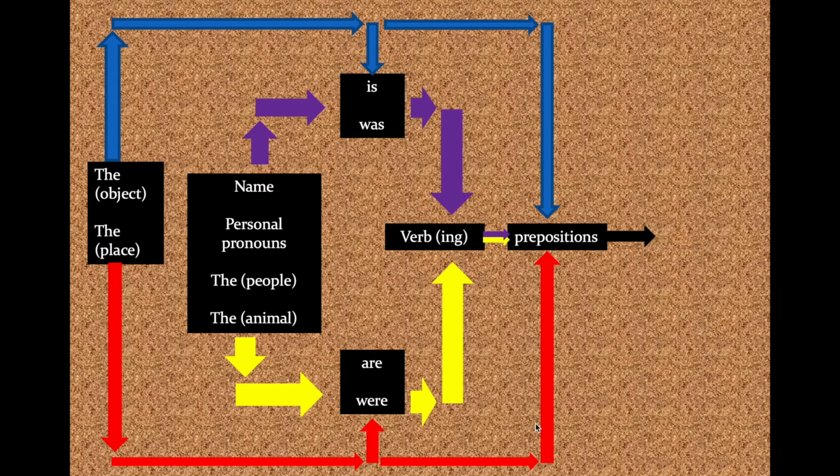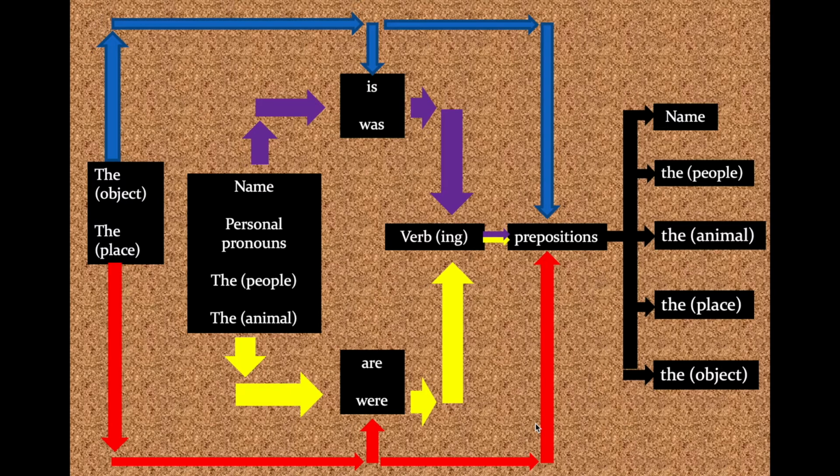Now, let's see the example of a sentence using the plural subject. The books are on the table. The books is the object. Are is the verb to be. On is a preposition. The table is an object. The books are on the table. This is how a plural subject sentence is formed.